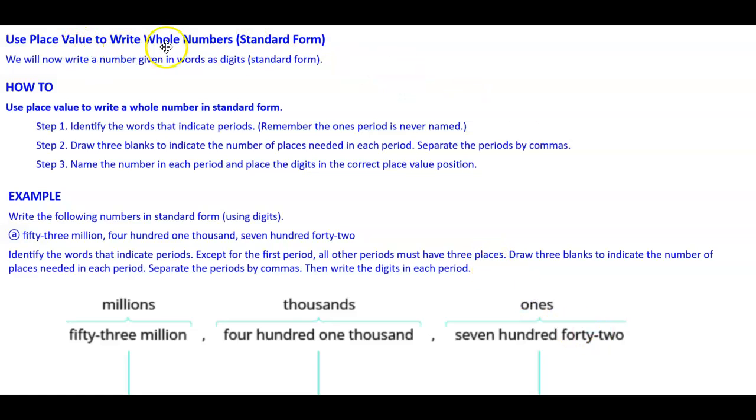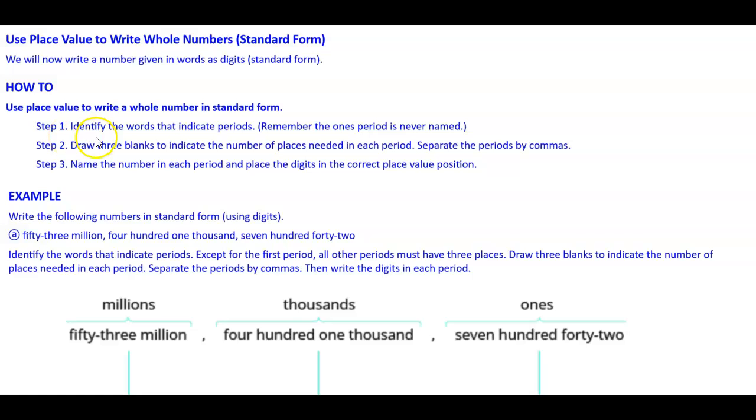Use place value to write whole numbers. We also call that standard form. We will now write a number given in words as digits, again, which we call standard form. How do we go about this? We're going to use place value to write a whole number in standard form.